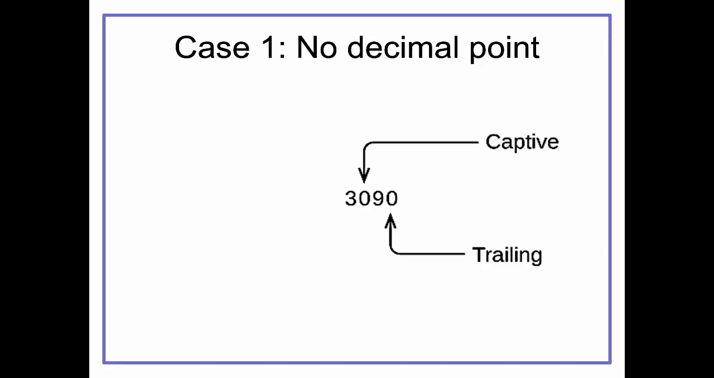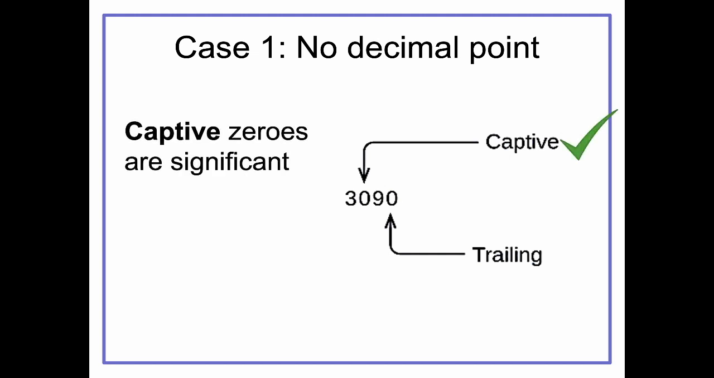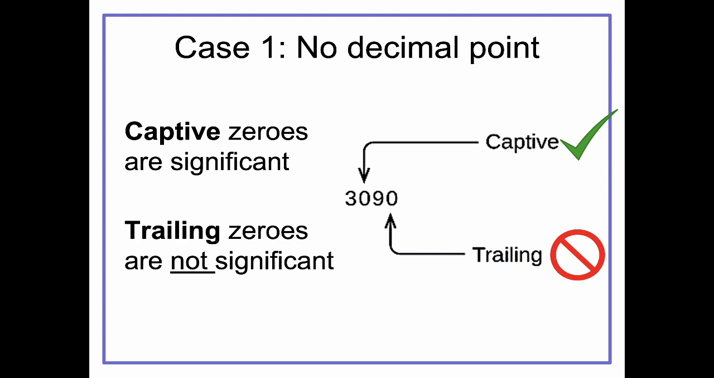Case number 1. We have a number, 3,090. Nobody told us this was an exact number, so we'll assume it's a measured number. There's also no decimal place. That's important here. Notice that we have 2 zeros here. The 0 in the 100ths place is called a captive zero. It's between 2 non-zero digits. The 0 at the end is called a trailing zero. Captive zeros are significant. They're known quantities. But trailing zeros are not significant if there is no decimal.